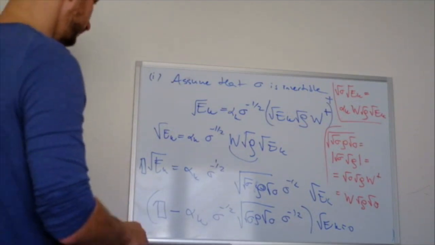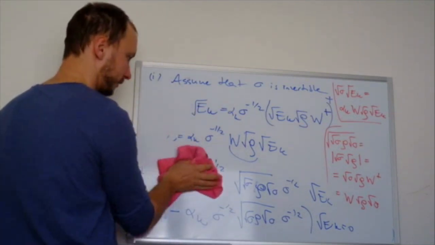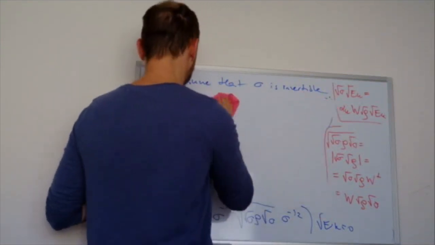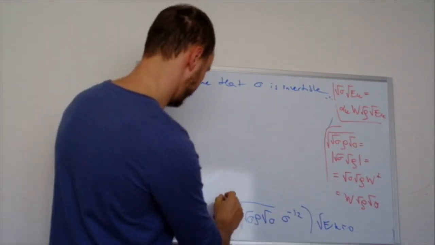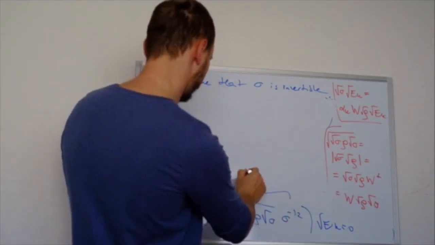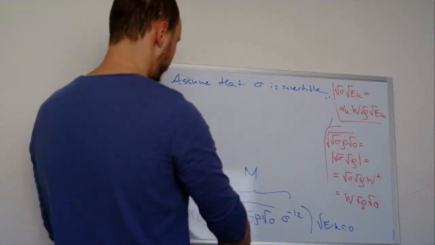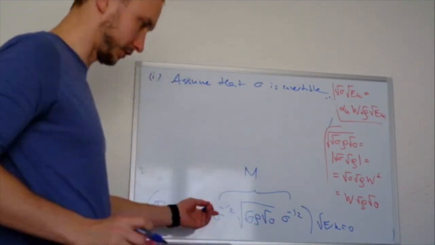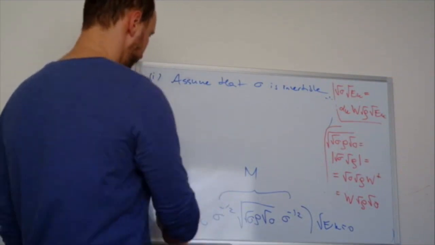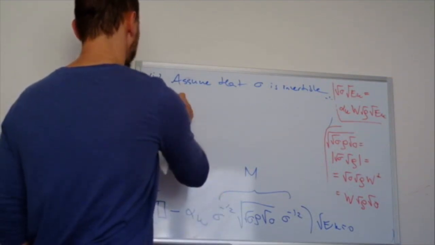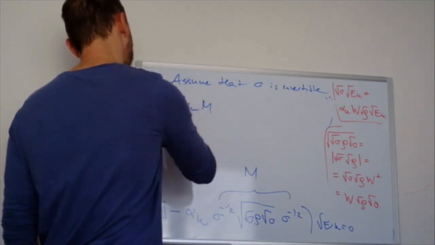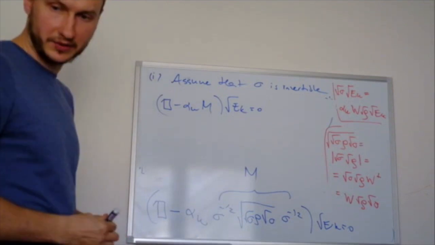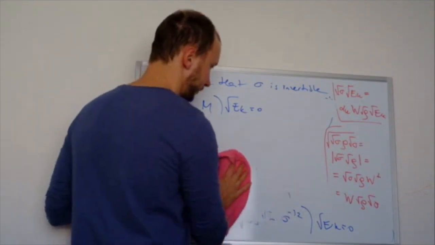Okay. So it's almost over. Don't worry. If you define this thing here as a Hermitian operator M, because it's Hermitian, right? You can see it's just symmetric. It's just a product of Hermitian operators which is symmetric, so obviously it's Hermitian. Then we just get something like identity minus alpha k M square root of E_K is equal to 0. In particular, now we can just diagonalize this M because it's Hermitian.